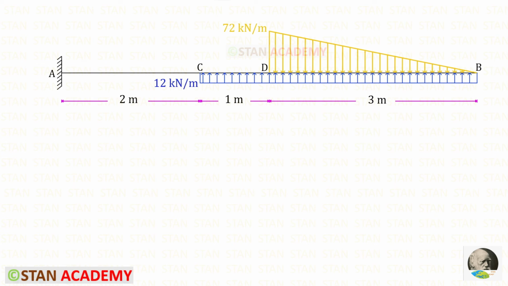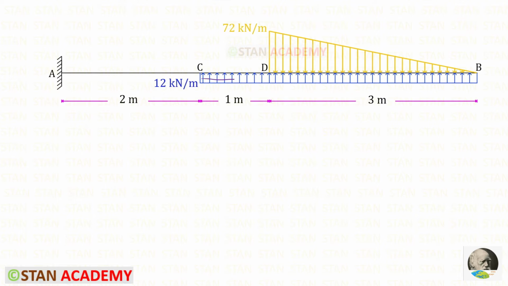Hello everyone. Today for this cantilever beam we are going to draw shear force and bending moment diagrams. In this beam there is uniformly varying load. It varies from 0 in the free end to 72 kN per meter at D, which is at a distance of 3 meter from the free end.